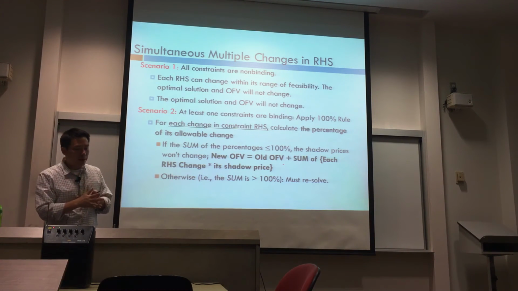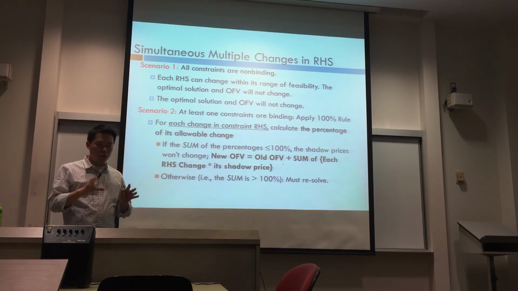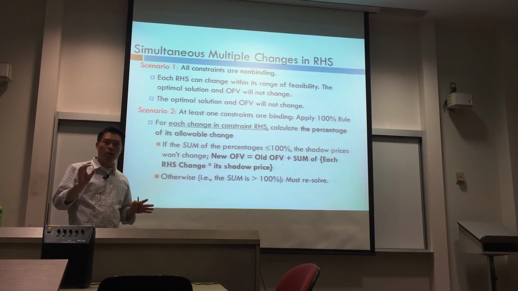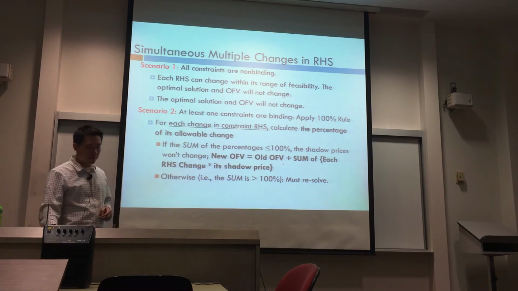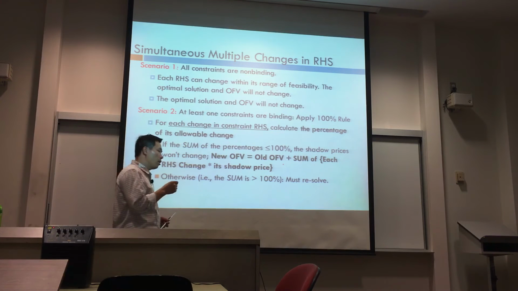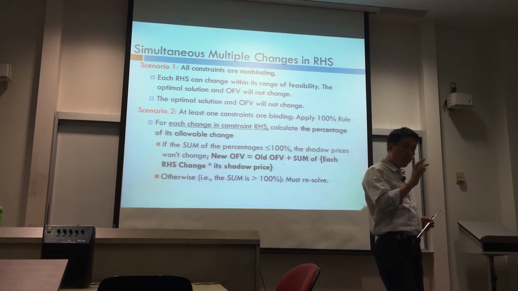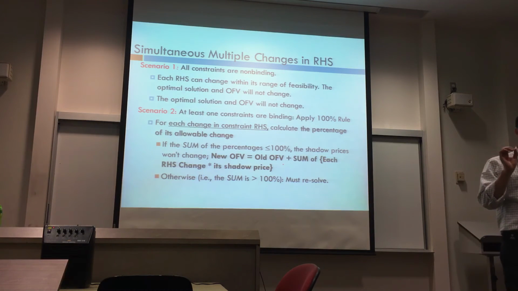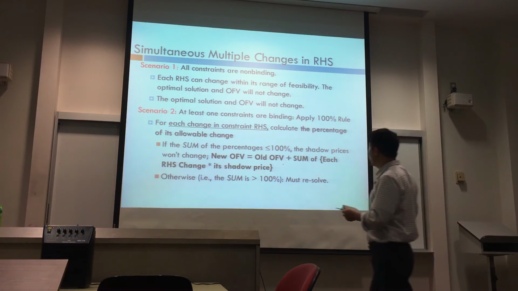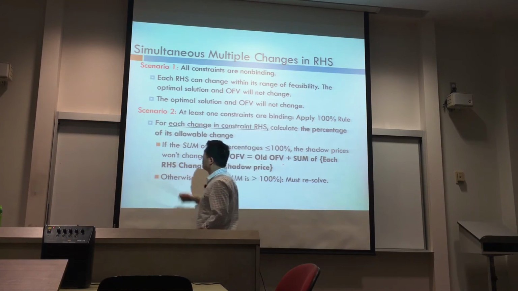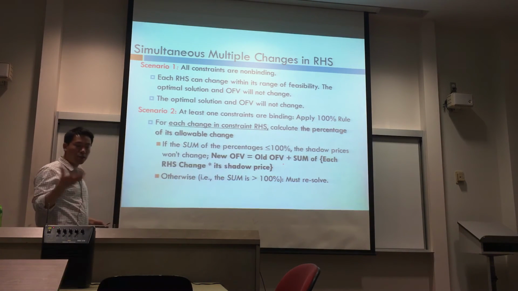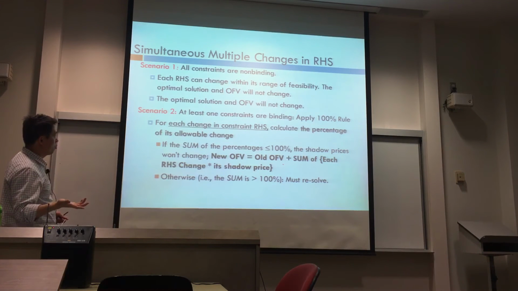Now let's talk about simultaneous multiple changes in the right-hand side of constraints. When we talk about changes in the right-hand side of constraints, remember we have to check, first of all, if the constraints are binding or not. If the constraints are not binding, then nothing is going to change. Nothing is going to change, right?